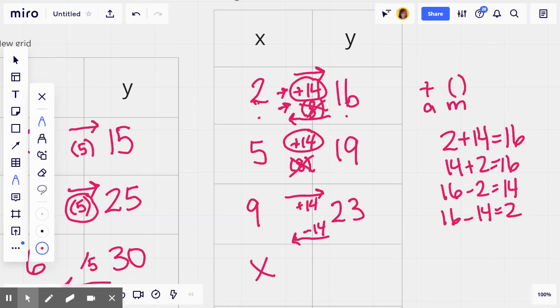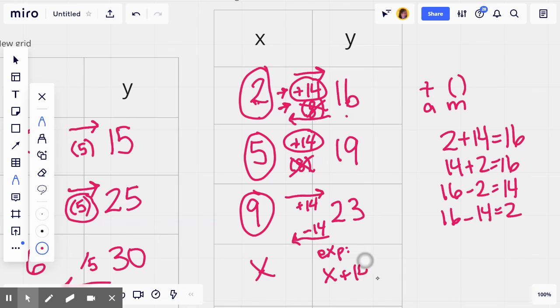All right. So once again, the last question is to basically figure out what did we do to the x, and that's going to give us our expression. So what did you do to this x to turn it into the y? Well, we added 14. What about this x? Same thing. What about this x? Same thing. So we took all those x's and we added 14. And that, my friends, is the rule to that table.